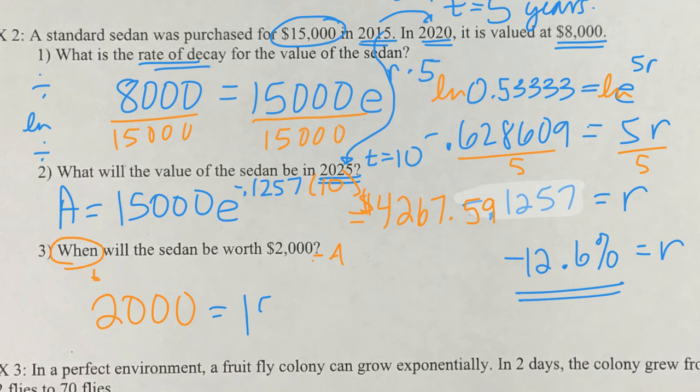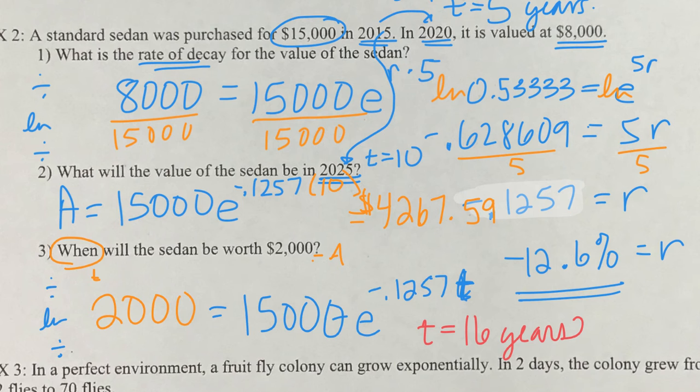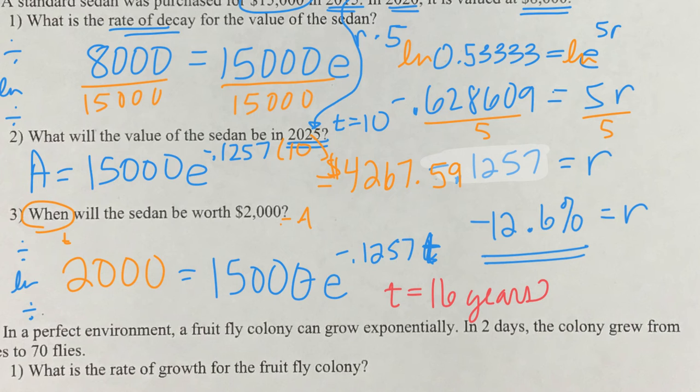So 2,000 equals our original equation, 1,500 e to the negative 0.1257 times t, once again our new variable t. So we're going to do those 3 same steps. We're going to divide both sides by 1,500, natural log both sides, and then divide again by our rate. Okay, so take a second to do that, pause the video, and then check the answer. So about 16 years after 2015, so if it asked you for the year, that would be the year 2031, because that's 16 years after 2015.